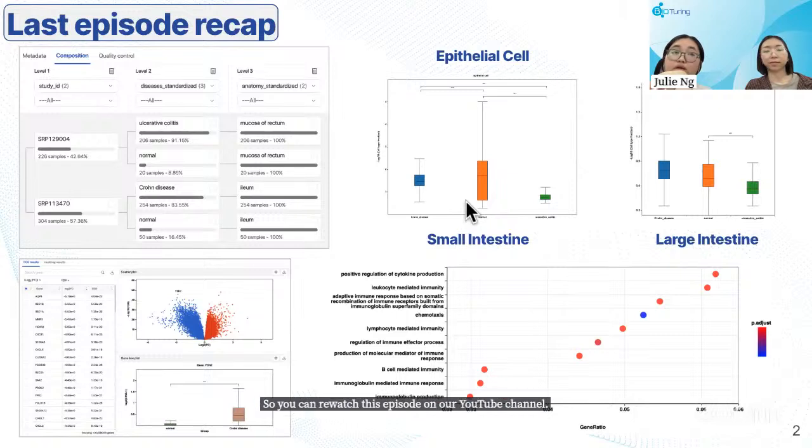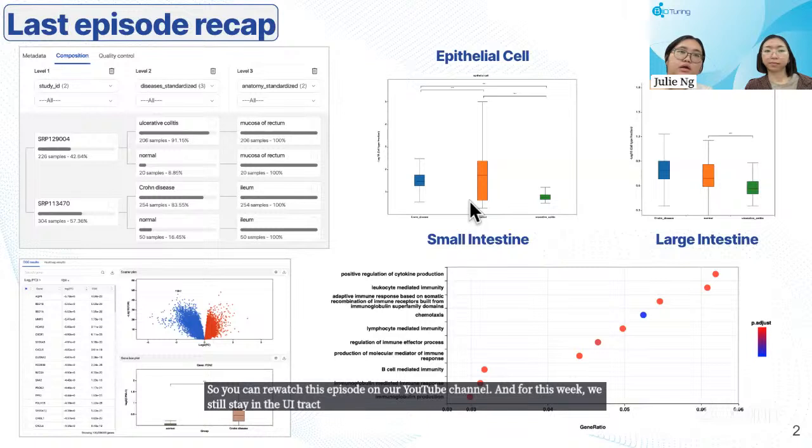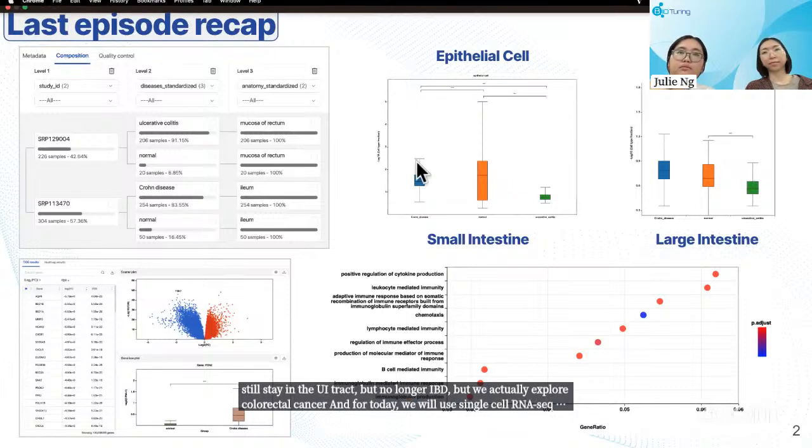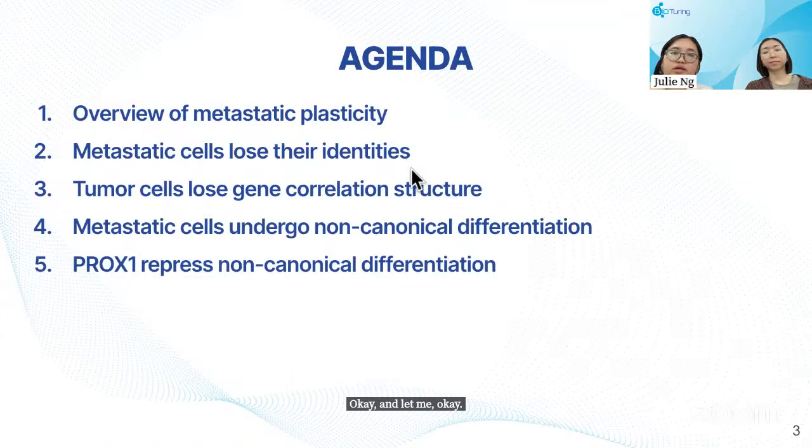And for this week, we still stay in the GI tract, but no longer IBD. We actually explore colorectal cancer. And for today, we will use single-cell RNA-seq data. Okay, so this is the agenda of today.